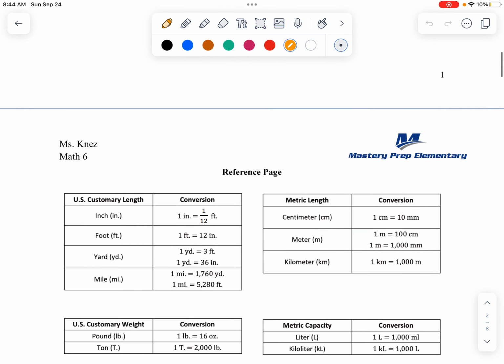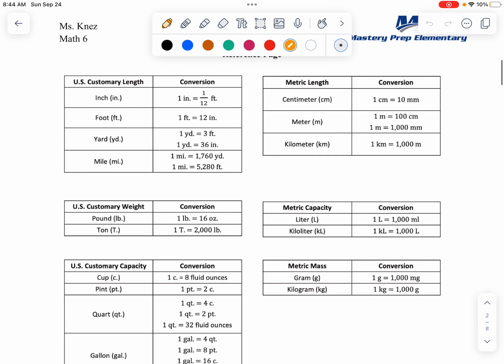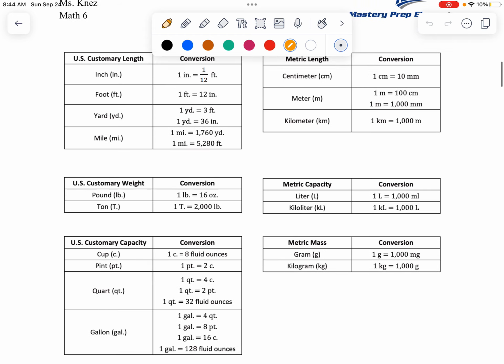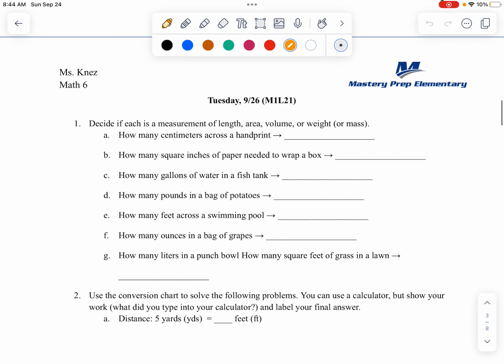First, notice that on the second page of your homework this week, you have a reference page that will help you with Tuesday night's homework because we're working on converting different types of units. So make sure you're referring to page 2 as you work on pages 3 and 4. On Tuesday, we talked about converting units of length, area, volume, and mass.